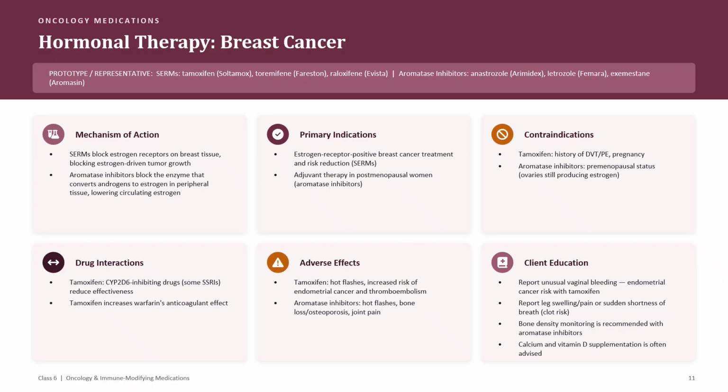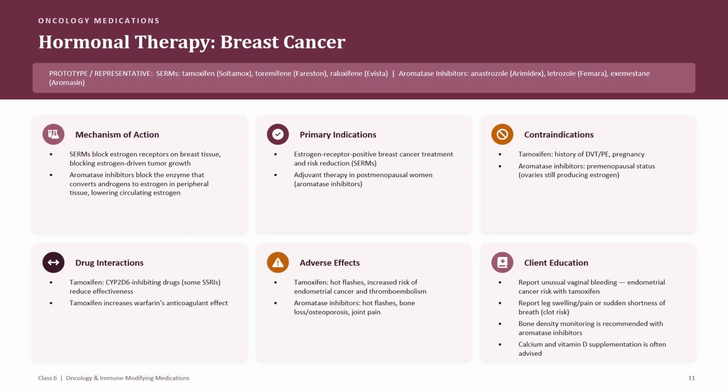So now let's shift gears completely. Everything up to this point has been cytotoxic, which means it kills the cells directly. So hormonal therapy doesn't kill anything. It starves a tumor of the hormone that feeds its growth. So there are two strategies. And just understand the difference conceptually versus just sort of memorizing what's happening here.